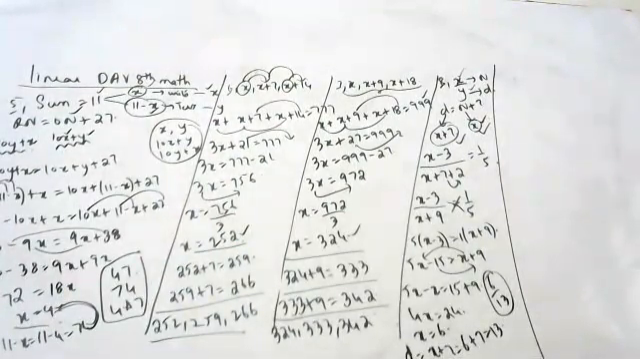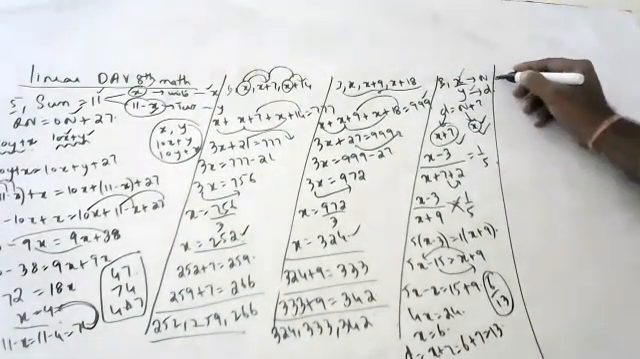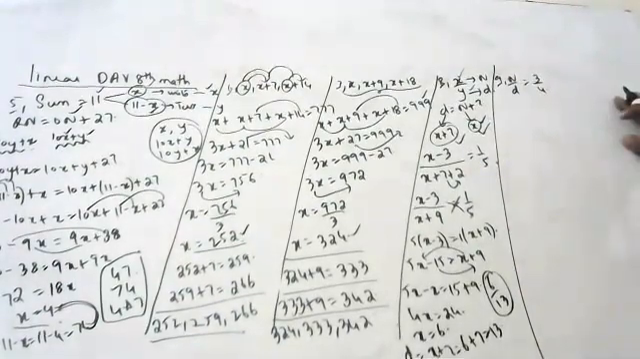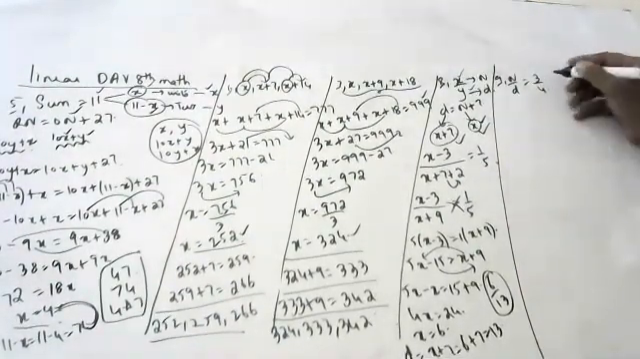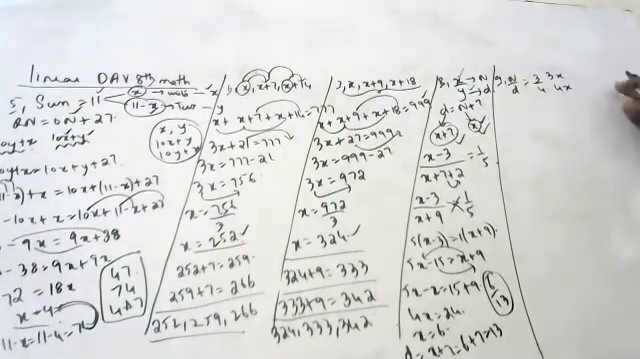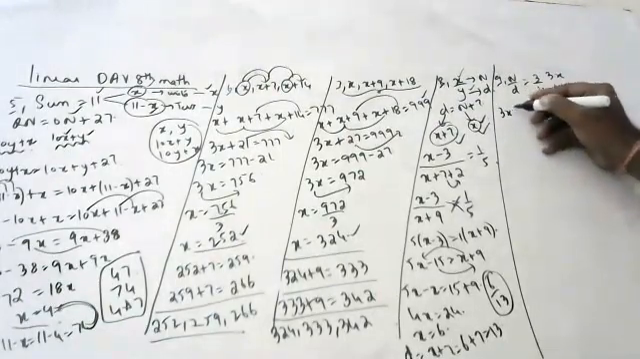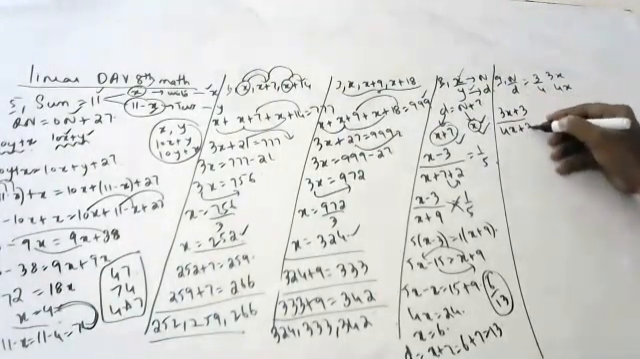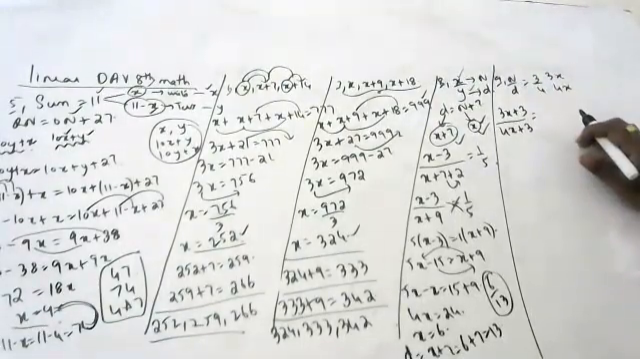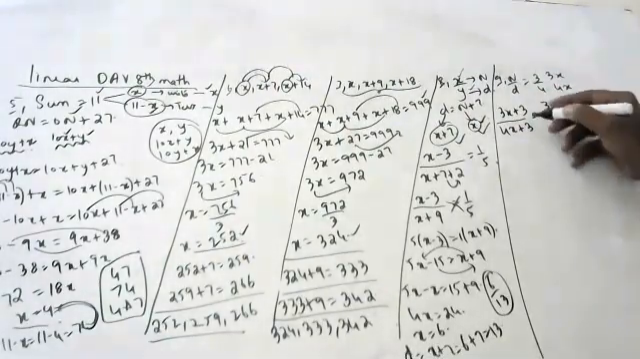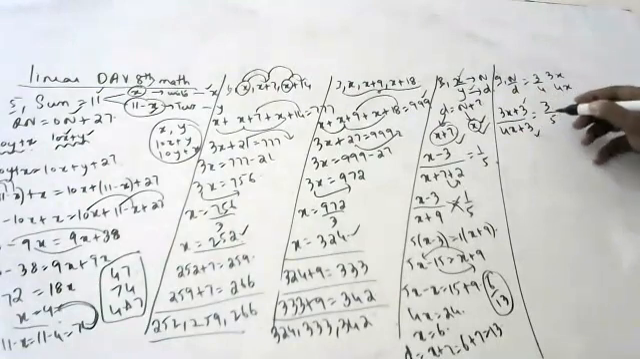The numerator and denominator are in the ratio of 3:4. 3:4 means 3x and 4x. If the denominator is increased by 3, numerator 3x, denominator 4x plus 3, the new fraction becomes 3:5.